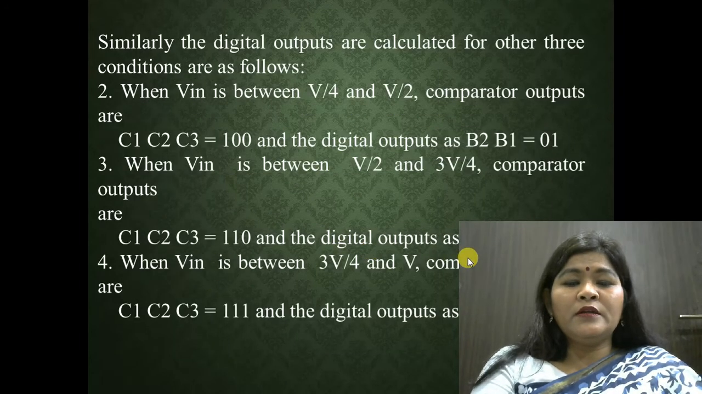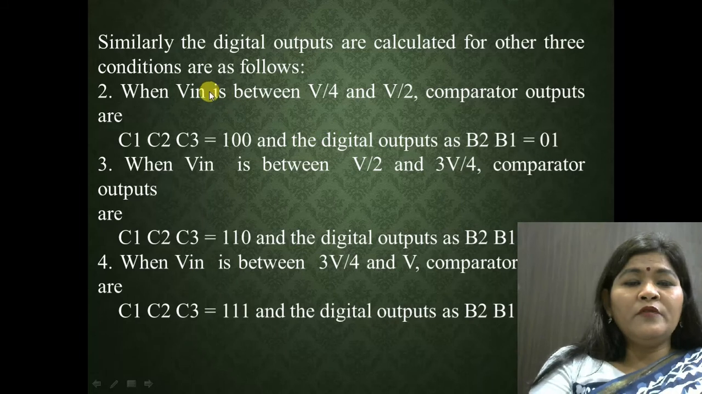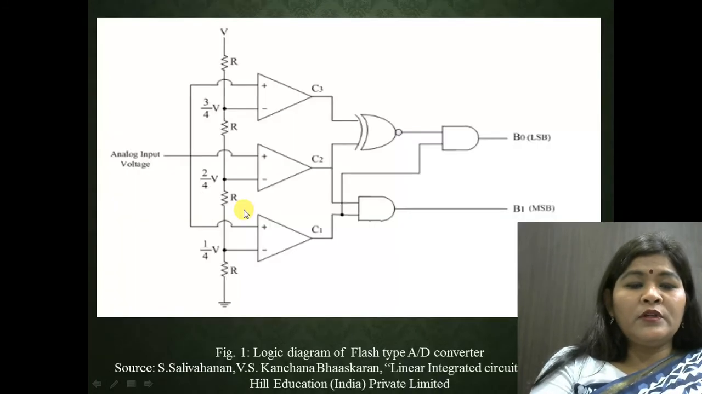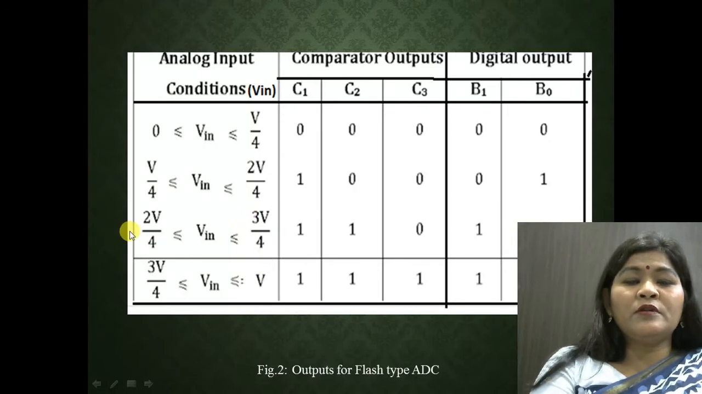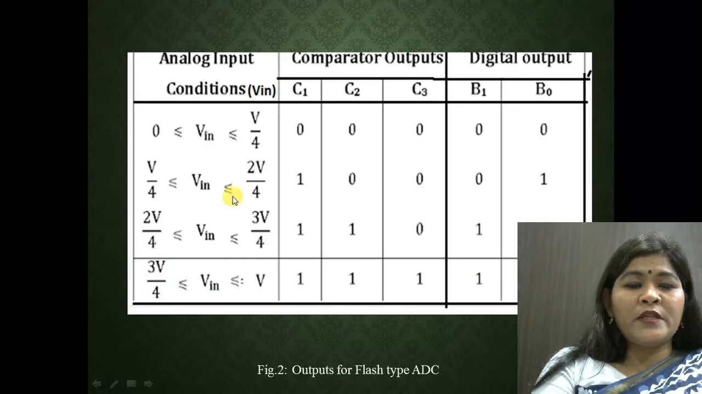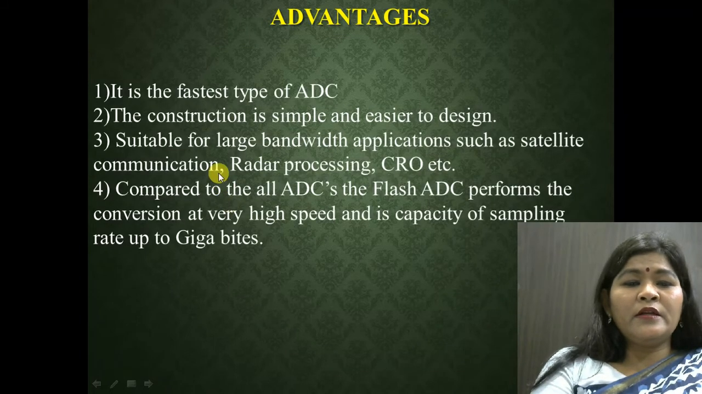Similarly when V is between V by 4 and V by 2, the comparator output will be 1 0 0, and the digital output B2 B1 is 0 1. According to that table, these four stages will be calculated. So these are the four stages of this flash type A to D converter, and this is the basic working of this comparator. Now the advantages and disadvantages of this flash type A to D converter.